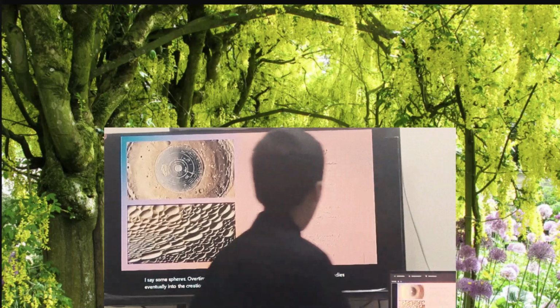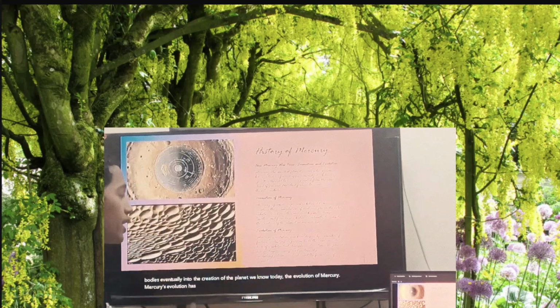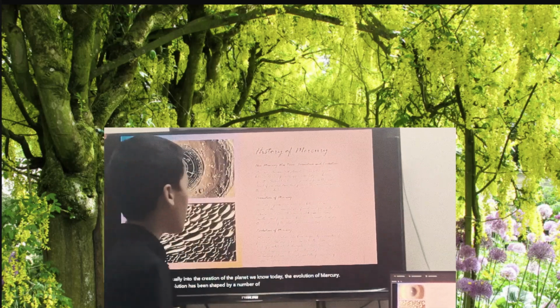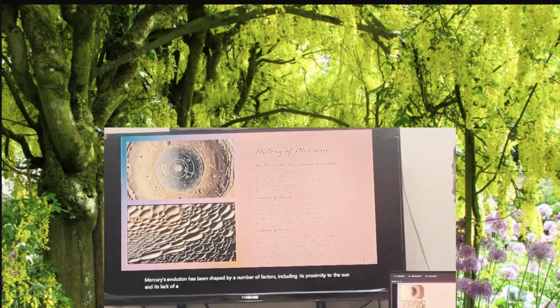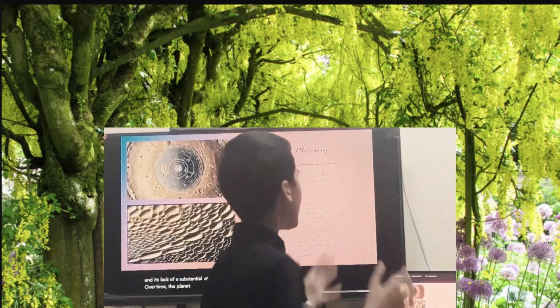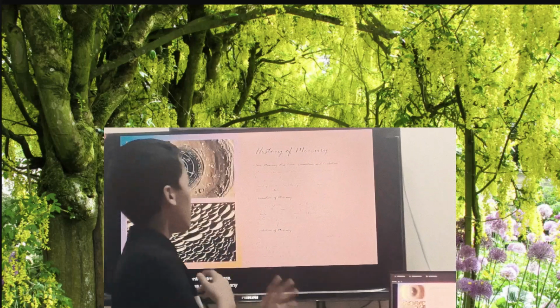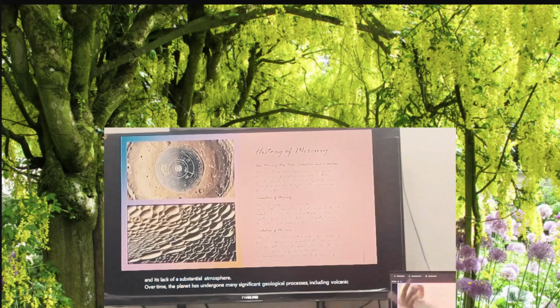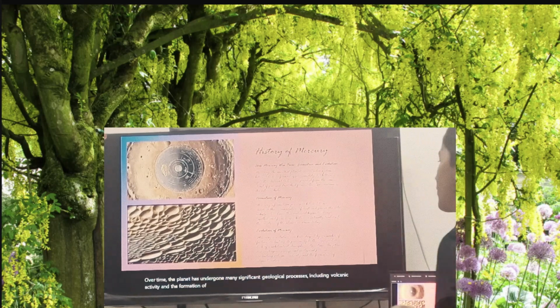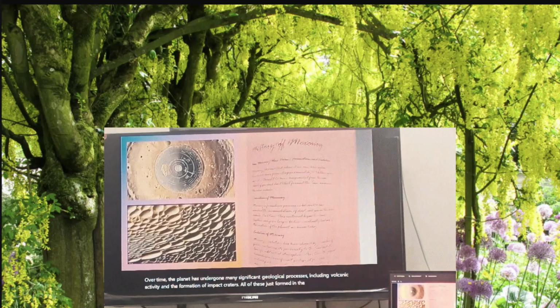The evolution of Mercury. Mercury's evolution has been shaped by a number of factors, including its proximity to the sun and its lack of a substantial atmosphere. Over time, the planet has undergone many significant geological processes, including volcanic activity and the formation of impact craters. All of these formed in the evolution. Now, we move on.